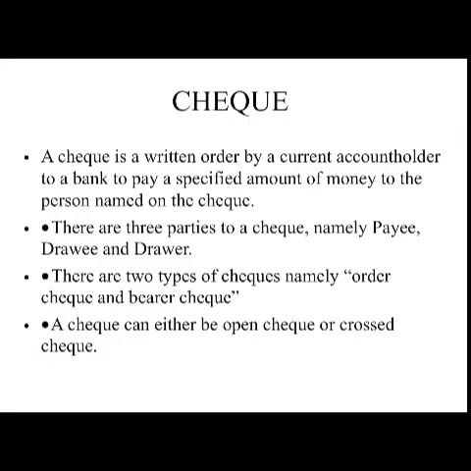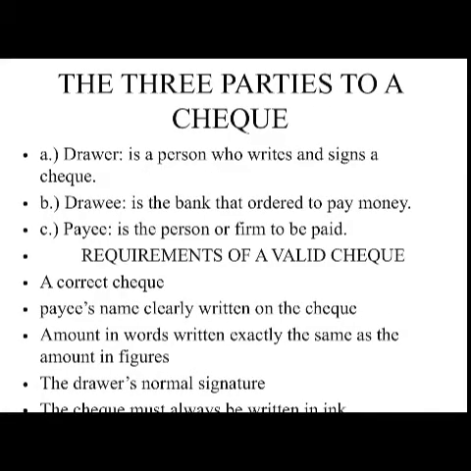Let us look at checks. Okay, so a check is a written order by a current account holder to a bank to pay a specified amount of money to a person named on the check. Okay, so there are 3 parties to a check. Okay, there is the payee, the drawee, and the drawer. Okay, so there are 2 types of checks, namely order check and bearer check. So a check can either be an open check or a crossed check. All right, let's go into details.